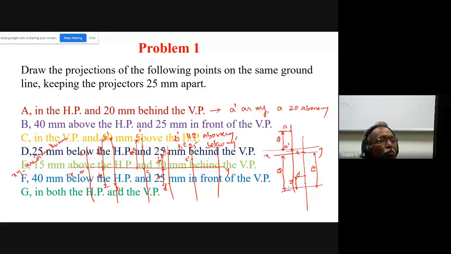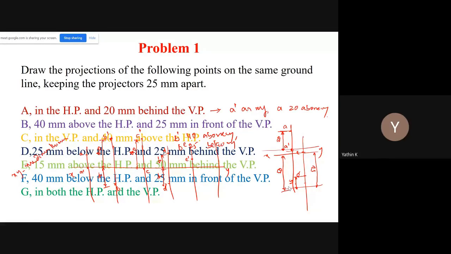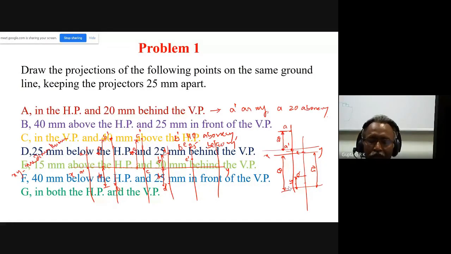And G is in both HP and VP. G dash and G both are on XY. So when you put a point here, write G comma G dash. And extra lines you can erase, right? So suppose I draw a larger line, I am getting B dash here, B here. The extra line you can erase. So you have to draw the XY line, draw the perpendicular lines with 25 mm distance between them, put A dash, B dash, C dash like that, and draw the dimension lines and show the dimensions.